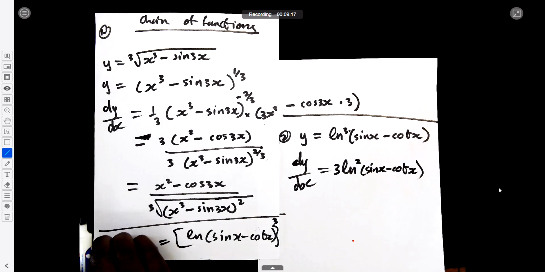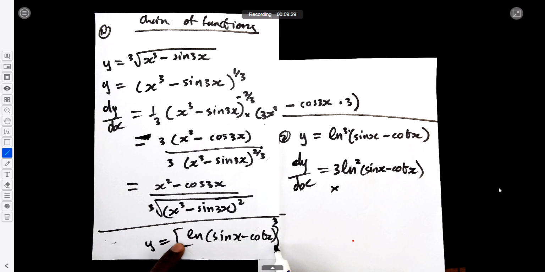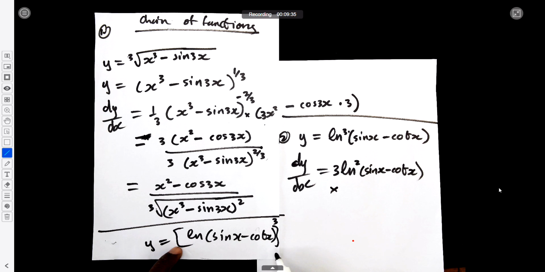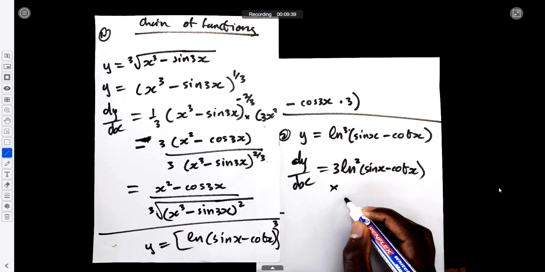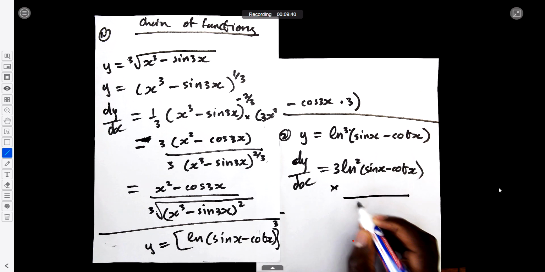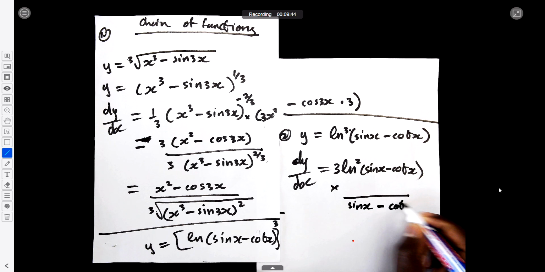the logarithm. Now we need to multiply by the derivative of what is inside the natural logarithmic function. Because ln is underneath the bracket to the power of 3, make sure you treat it in this way. So now the derivative of a natural logarithm, we know it's going to be 1 over. So it's 1 over sine x minus cot x.